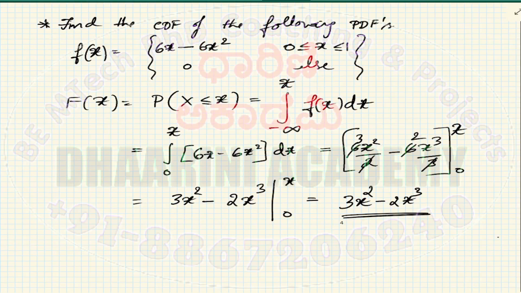That integration's final answer is 3x squared minus 2x cubed. All right, okay, let's go to the next one.